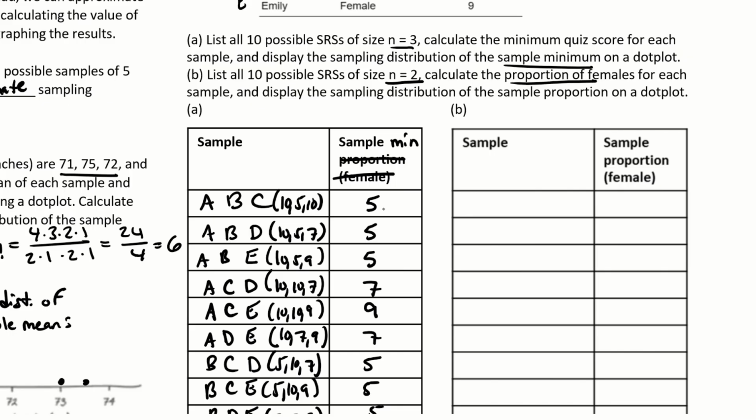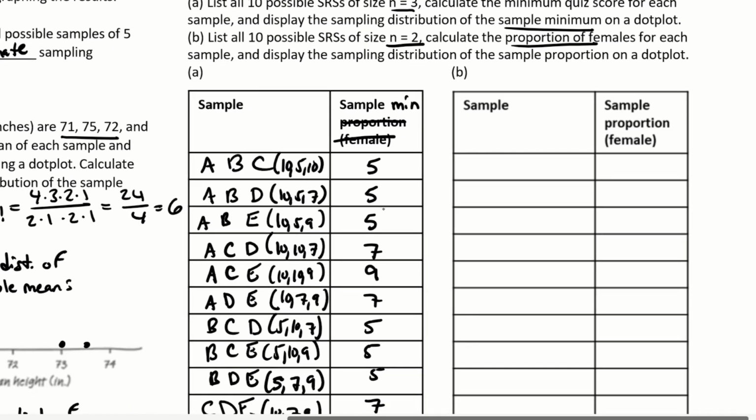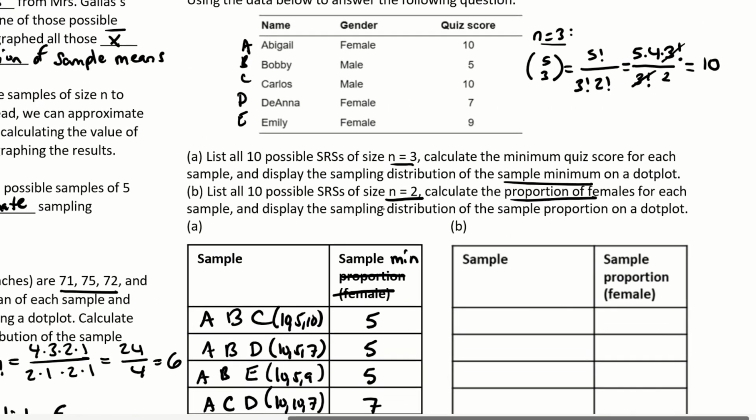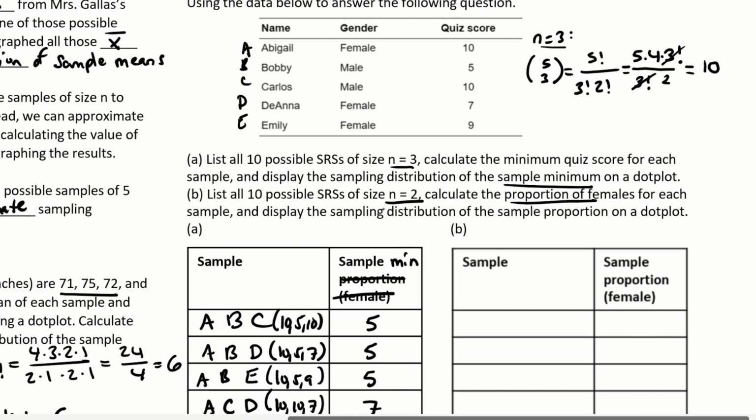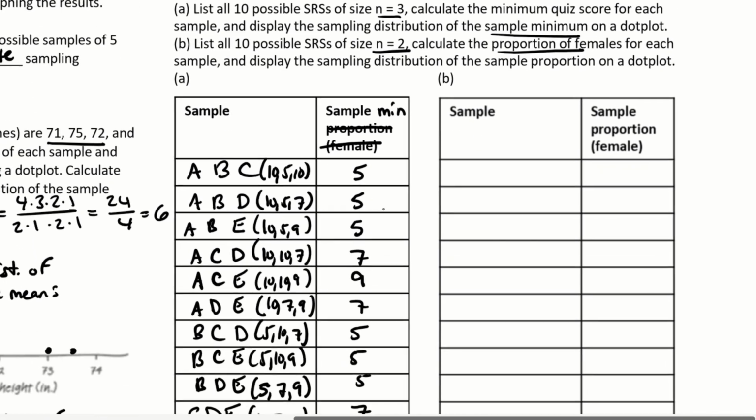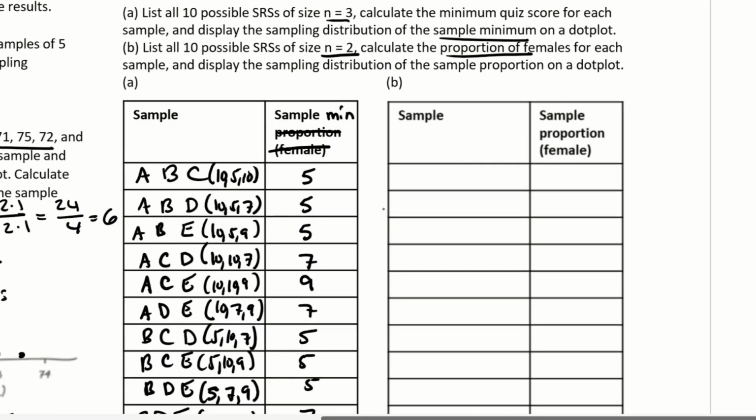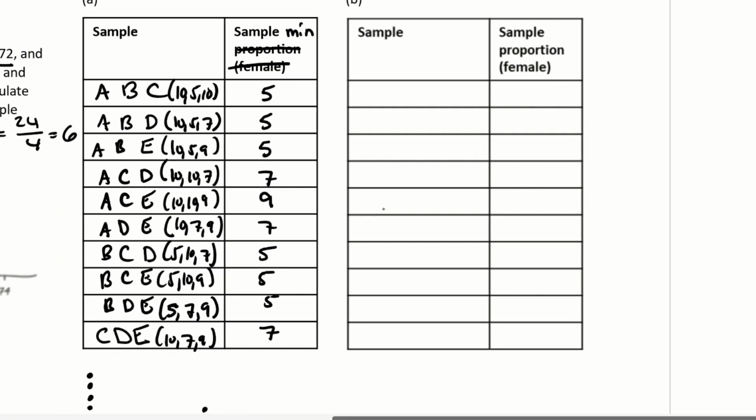All right, so A is Abigail, female, Bobby is male, Carlos is male, Diana is female. So basically the only two males are B and C, okay? So we'll just keep that in mind. B and C are males, the other ones are females. So we're going to list, and remember this has to be 2 of them. They can't be 3. Sample size is n equals 2.